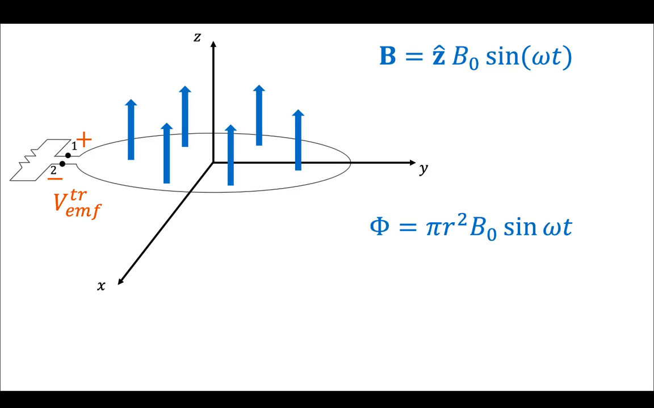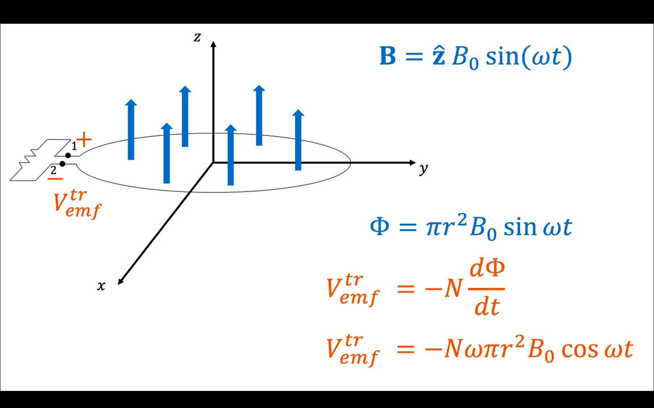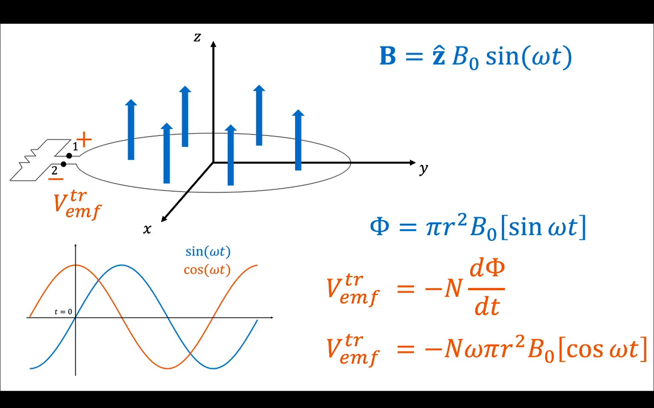So we have a flux that's changing in sine omega t, transformer voltage that's changing in cosine omega t, and this looks like this. So we can see that sometimes the flux is positive, and sometimes the flux is negative, and then likewise the transformer voltage in red, the cosine value, is sometimes going to be positive, and sometimes going to be negative.